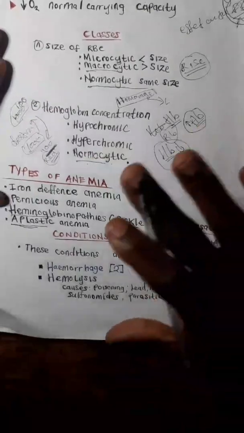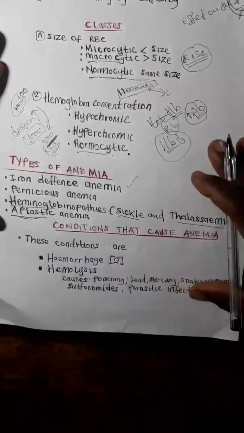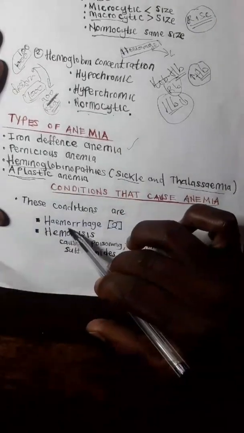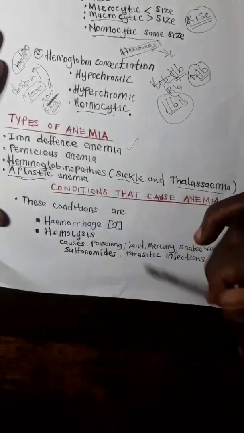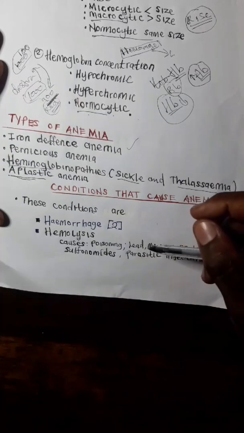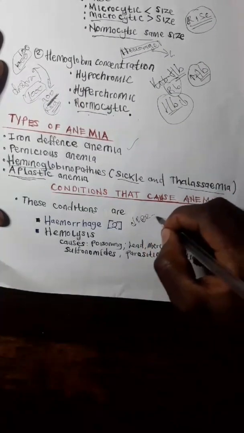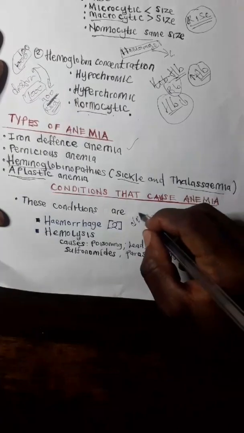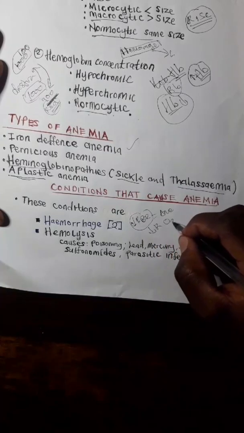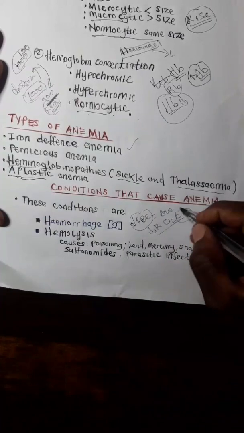So now, let us just consider some of the conditions that can lead to anemia. First, we have hemorrhage, just like we talked about. Bleeding can cause a reduction in the red blood cell concentration in the body. Reduction in the red blood cells can lead to reduction in oxygen carrying capacity, and reduction in oxygen carrying capacity can lead to anemia.